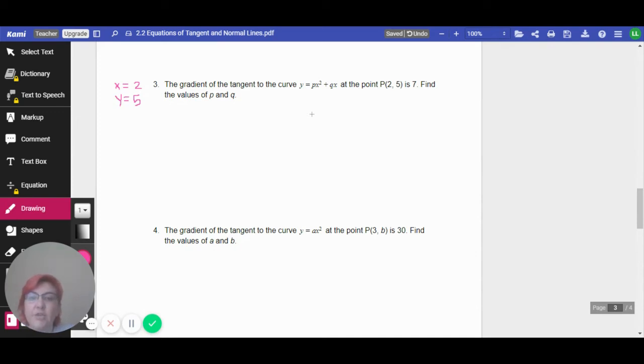Okay, I know that the gradient of the tangent to the curve is 7. So let me find the gradient function, y prime. Okay, so I need to do n times a. n is 2, a is p. 2 times p is 2p. And then x to the n minus 1. x to the 2 minus 1 is 1, which is just x. And then here, n is 1, a is q. 1 times q is q. And then x to the 1 minus 1, we are left with just q.